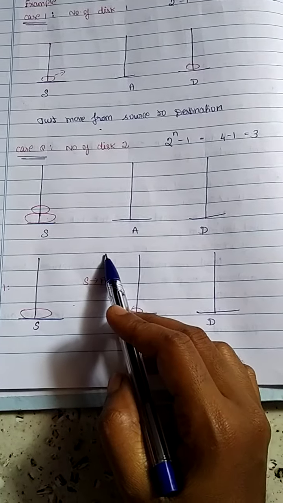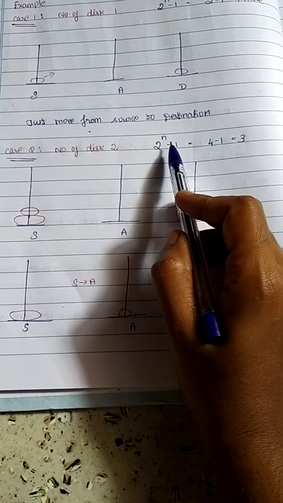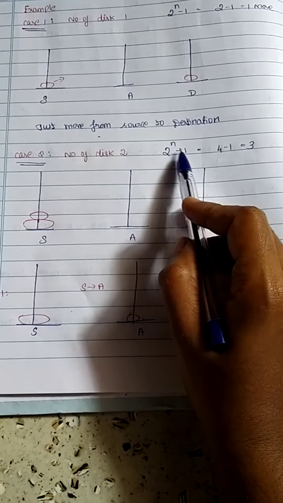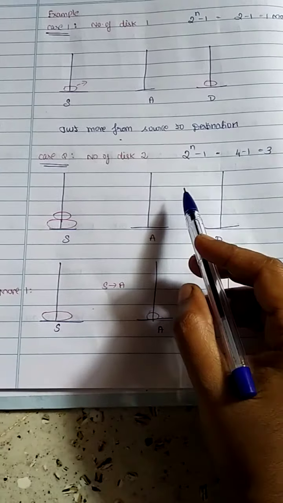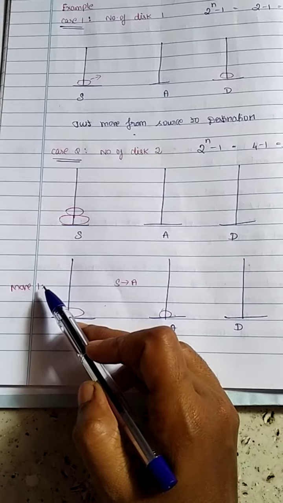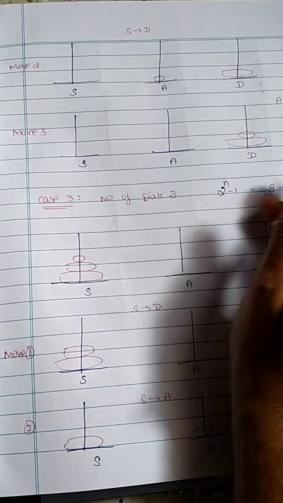When you go for case 2, you substitute in the formula 2 power n minus 1. It is 2 power 2 minus 1 because the number of discs is 2. Here it is 2 power 2, so 4 minus 1, it is 3. So here I have used 3 moves: 1 move, 2 move and 3 move to move the 2 discs from the source to the destination.